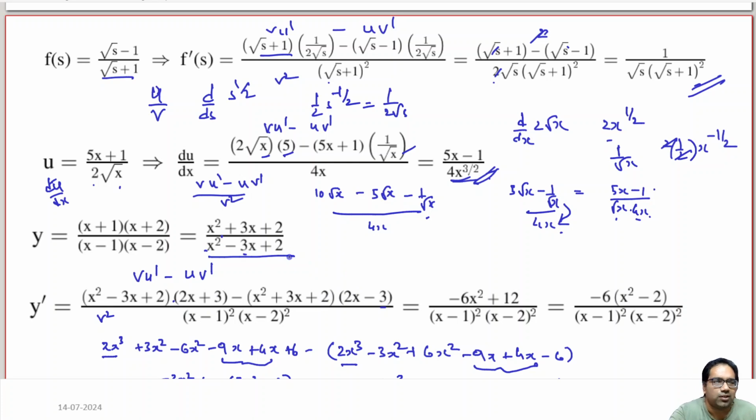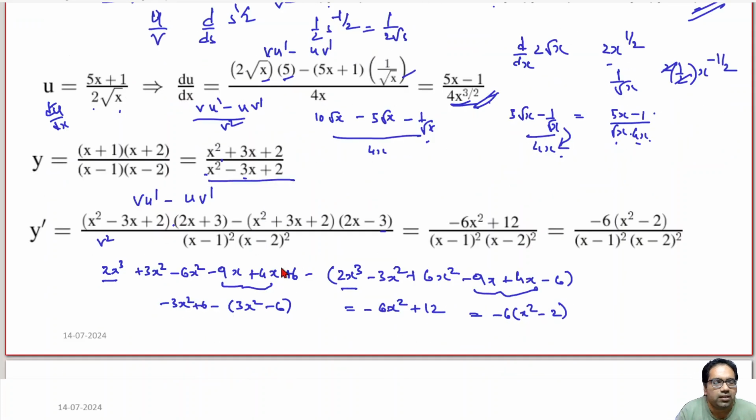If you simplify this, what will you get? This one, x square into 2x is 2x cube, x square into 3 is 3x square, minus 3x into 2x minus 6x square, minus 3x into 3 which is minus 9x, 2 into 2x which is 4x, 2 into 3 which is 6. Similarly, minus of x square into 2x, 2x cube, x square into minus 3x square, 3x into 2x, 6x square, 3x into minus 3 which is minus 9x, 2 into 2x which is 4x, 2 into minus 3 which is minus 6.